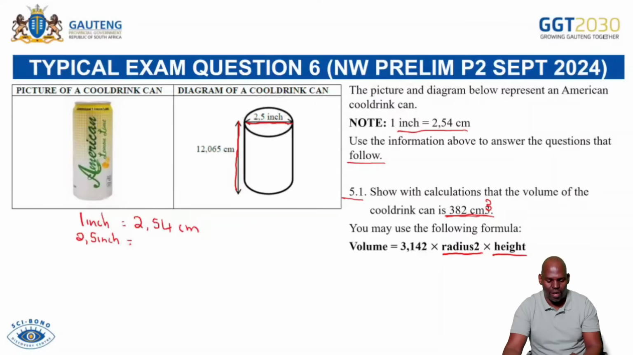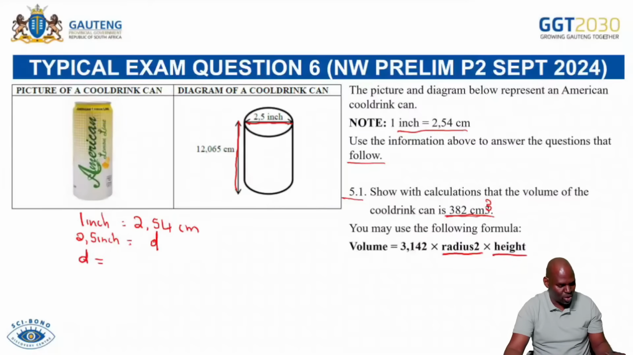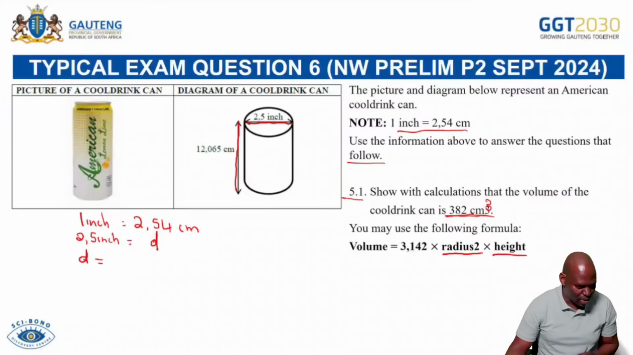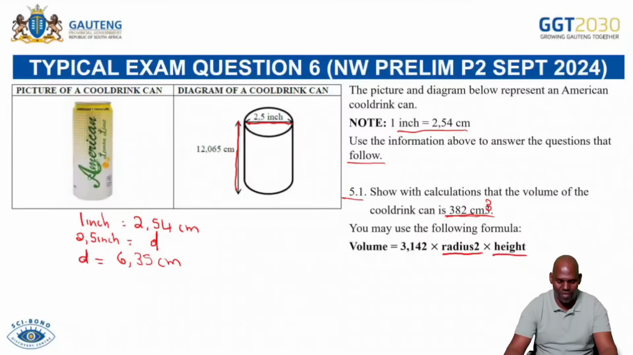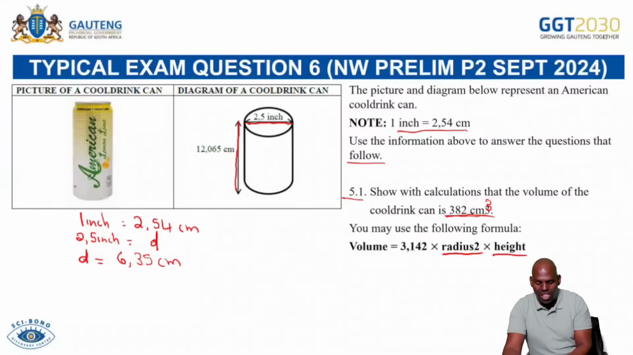We cross multiply. Now we want to know the diameter. I'm going to use letter D again, but in this case, letter D is for diameter. So my diameter will be, I cross multiply, D multiplied by 1 is D, and then 2,5 multiplied by 2,54. If I take 2,5 multiplied by 2,54, I get 6,35. So this is 6,35 centimeters. I have now converted the diameter to centimeters because my answer must be in centimeter cubed.